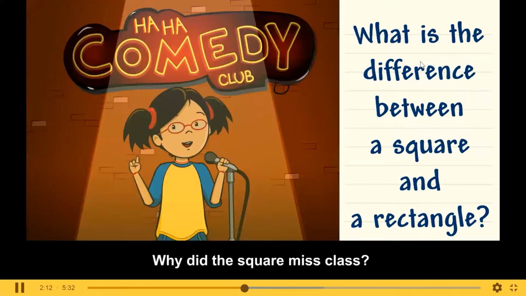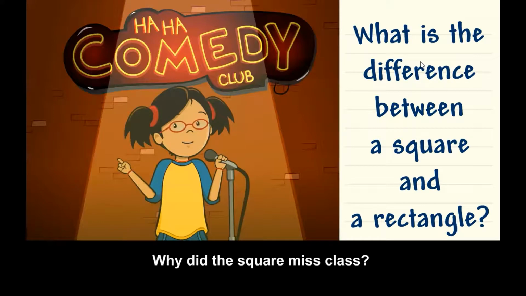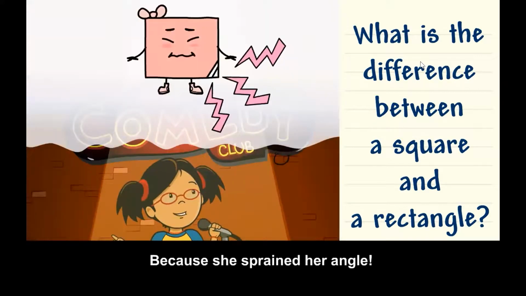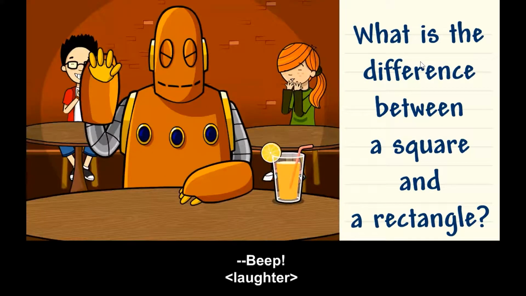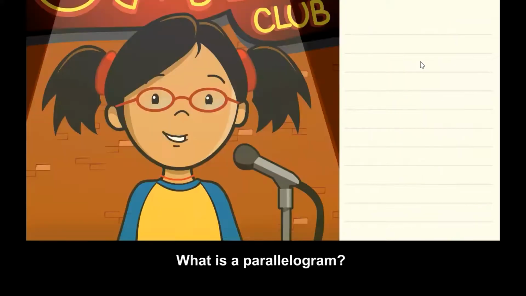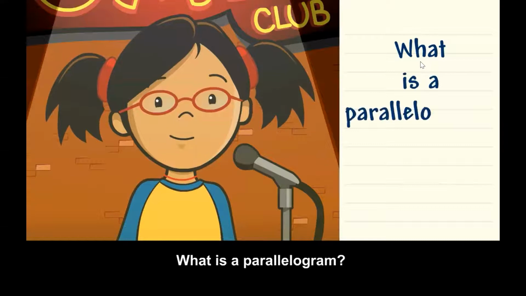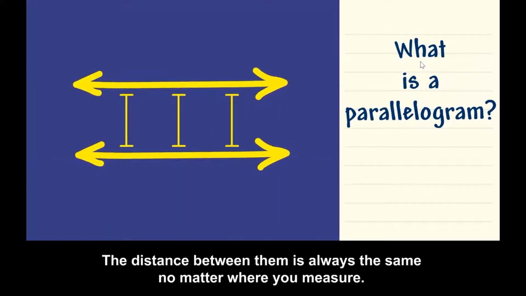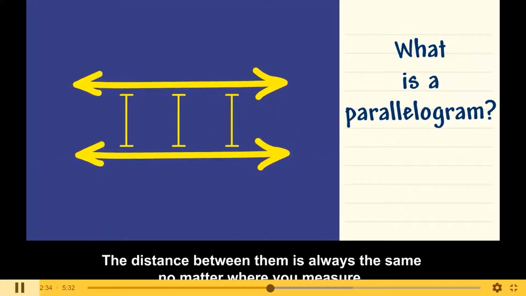Why did the square miss class? Because she sprained her ankle. What is a parallelogram? When lines are parallel, they never cross. The distance between them is always the same, no matter where you measure.